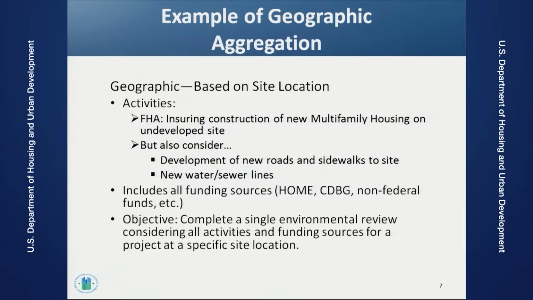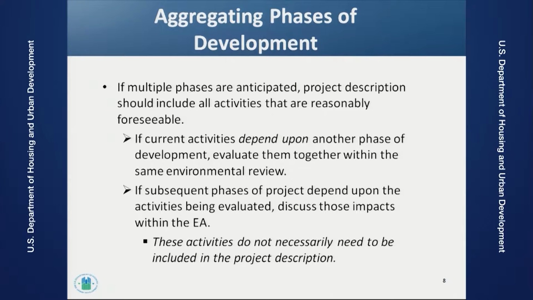So your objective should be to have a project description that considers all activities and funding sources for the activities taking place at that location at that time. This can get tricky when you're looking at phased reviews or phased projects. If multiple phases are anticipated, the project description should consider all the phases that are reasonably foreseeable.